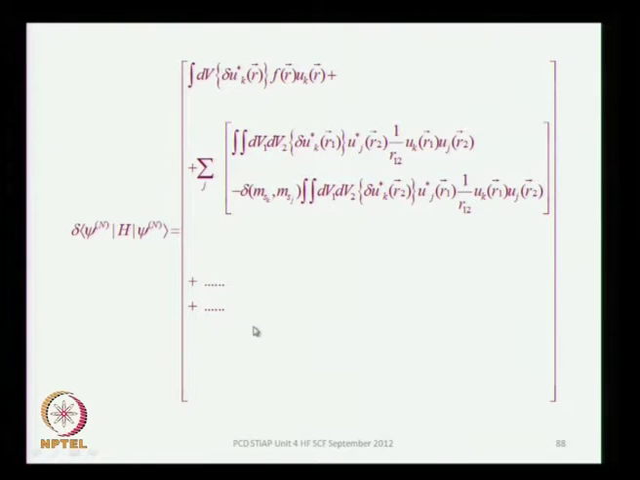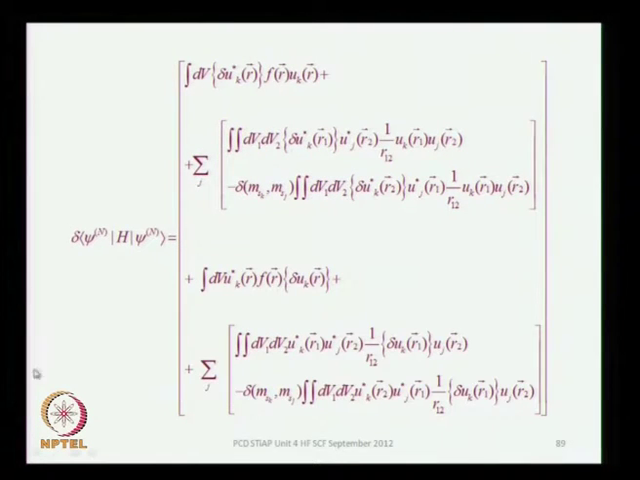Then you have additional terms which are complex conjugates, right. So, now you include all of them. So, this set has the complex conjugation. So, here you had delta u k star r1, here you have delta u k r1 and so on, right. So, now we have got all the terms.